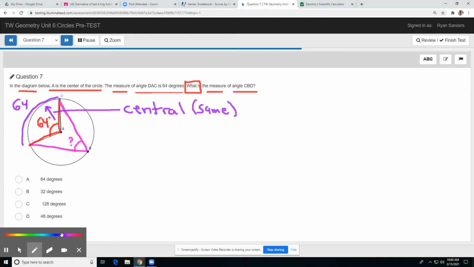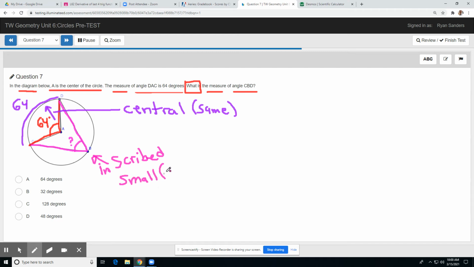And then when we look at the pink one, this one is inscribed. Because it touches the edge of the circle. We're looking for the small one, so this is the small one. That means half. So half of 64. Half of 64 is 32. Okay, and that gives us your final answer.